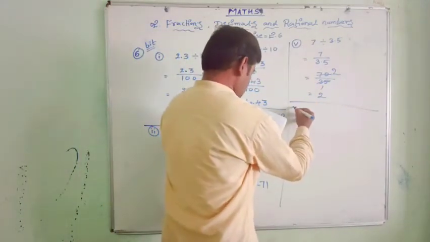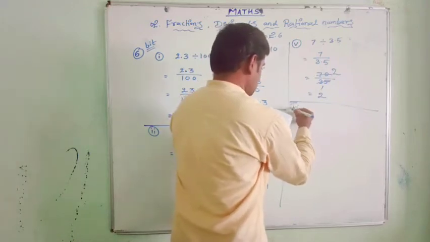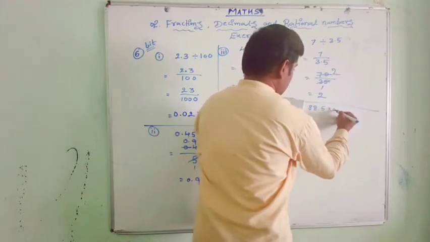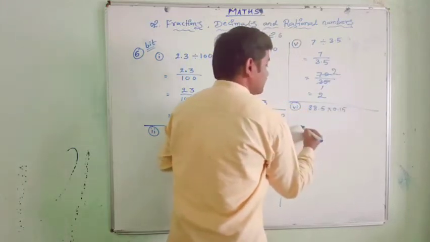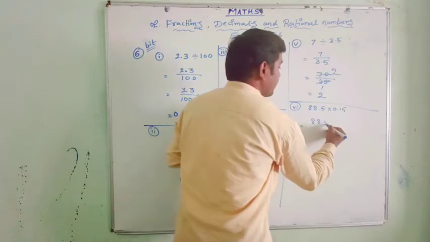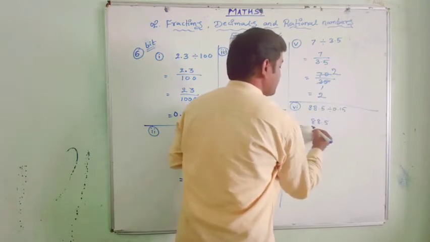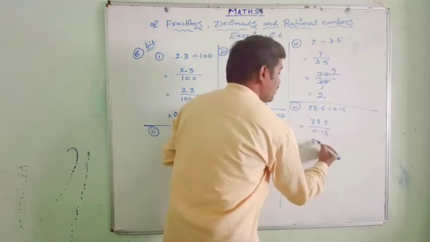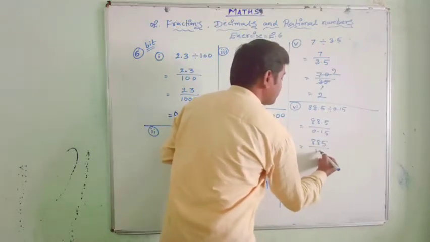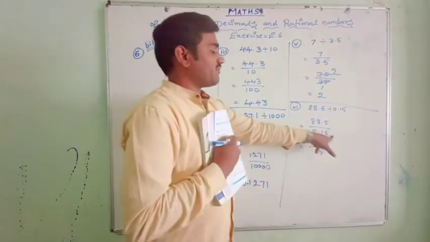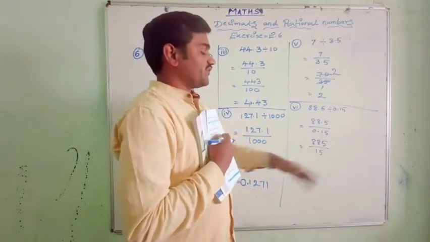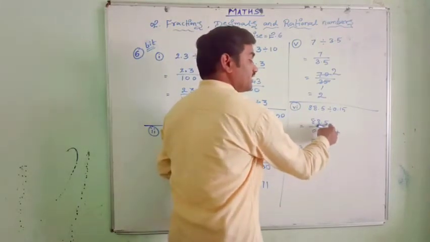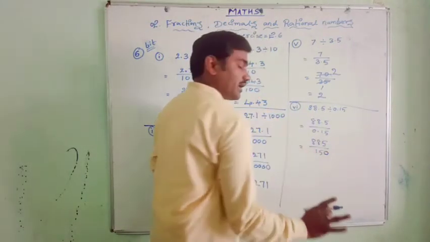Here the next one, sixth one, 88.5 divided by 0.15. So here we do it first. First, we'll remove all the decimal digits and we'll write the number. Here 0.15 is nothing but 15. So we have to see now. In the numerator, there is only one decimal digit. So we'll keep 10 in the denominator.